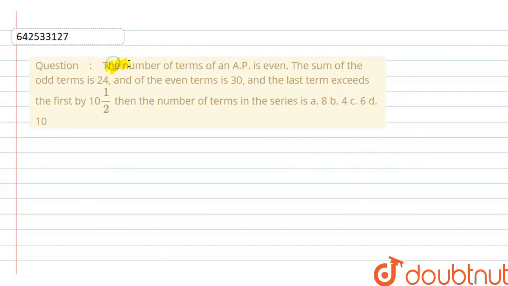Hello everyone, so the question is: the number of terms of an AP, that is arithmetic progression, is even. The sum of the odd terms is 24 and that of the even terms is 30, and the last term exceeds the first term by 10 and a half. Then the number of terms in the series is? We're given 4 options. We have to calculate the answer and then choose which of the following options is correct.